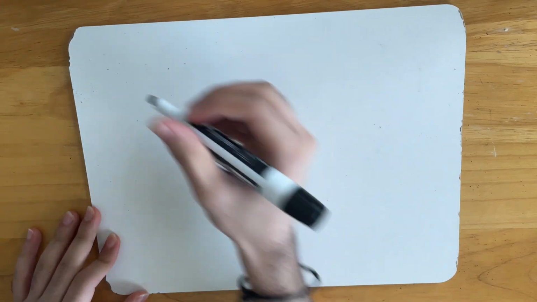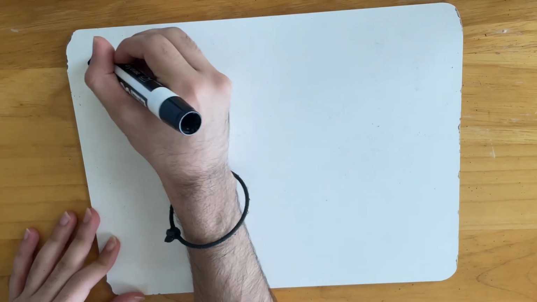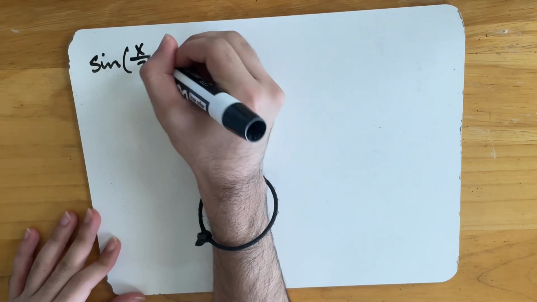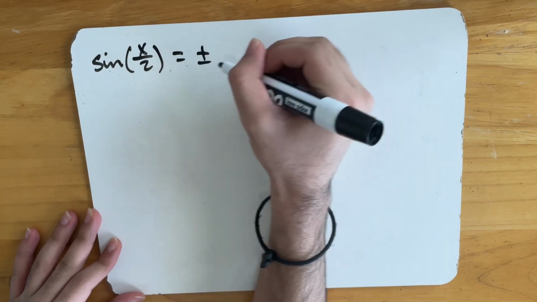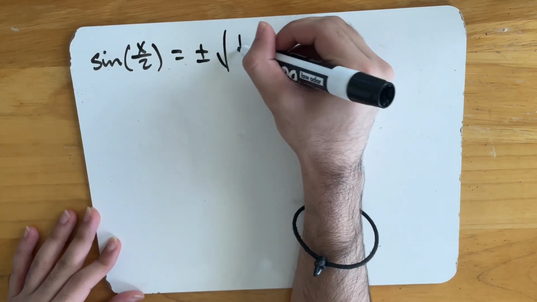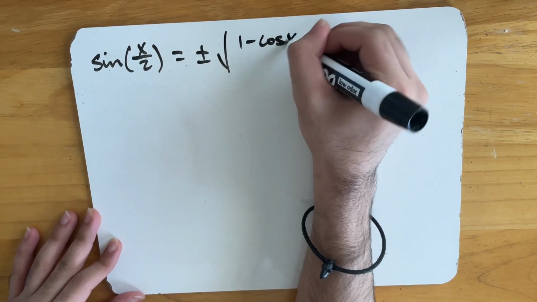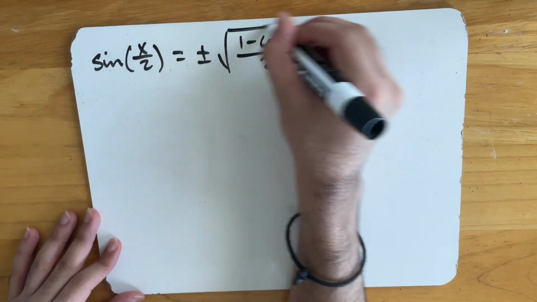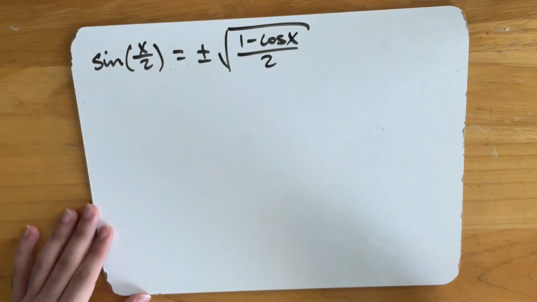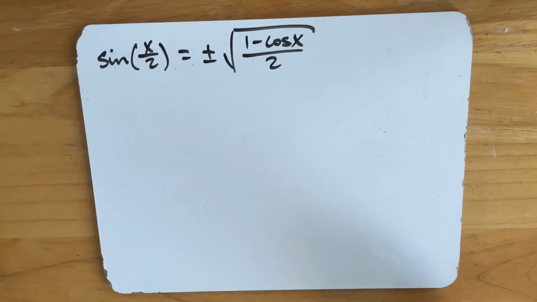Alright, so we know the formula, the half-angle identity for a sine function. Sine of x over 2 is equal to plus or minus the square root of (1 minus cosine x) over 2. So we know that formula, but you might have a question.